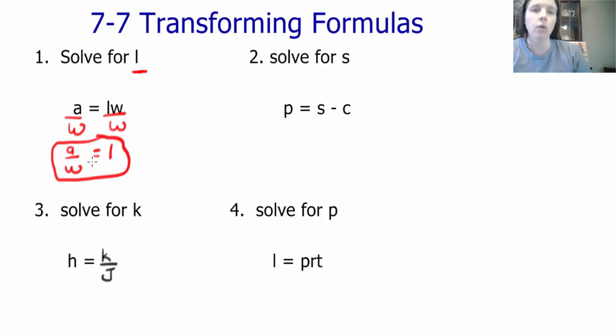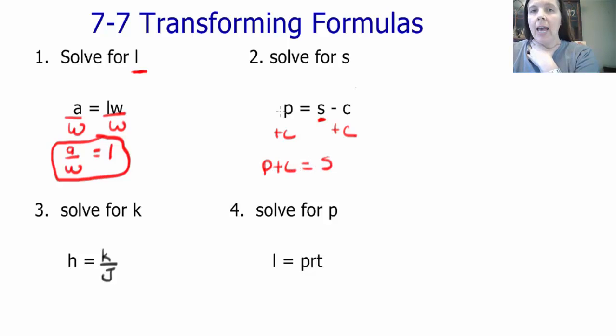Okay, so it's just more work with variables. With formulas. Solve for S. So here we want S all by itself. So this is S minus C, so we're going to add C. So this is P plus C equals S, because you can't add P and C together, so you just put P plus C equals S and you're done. That's it. Okay.